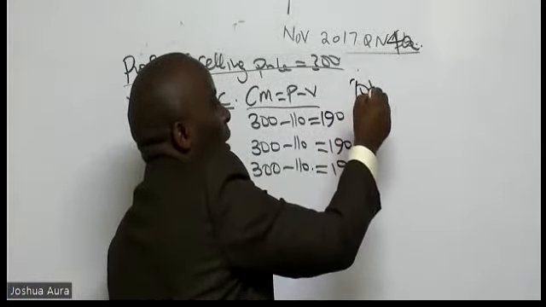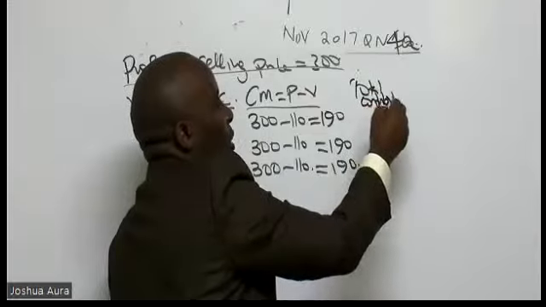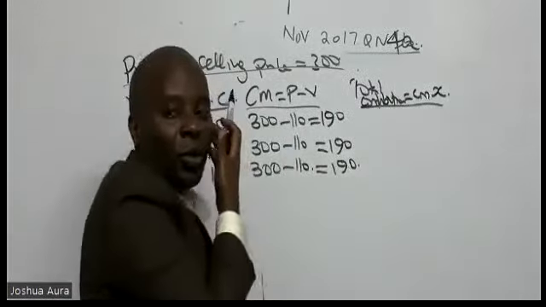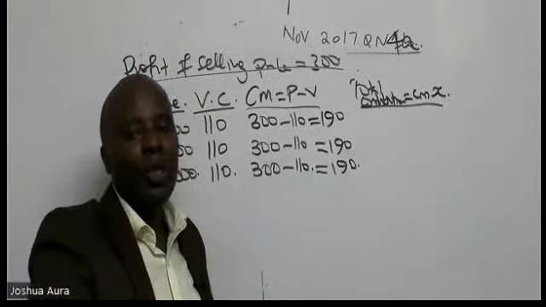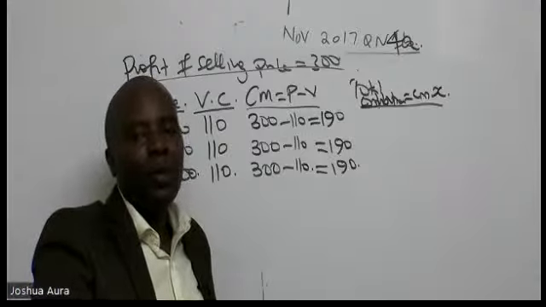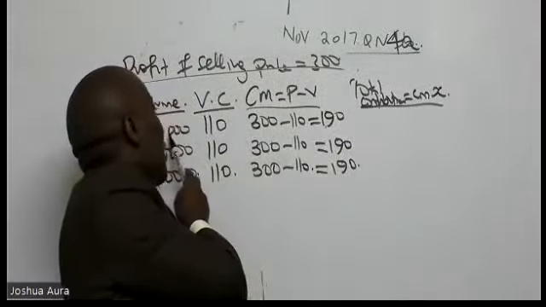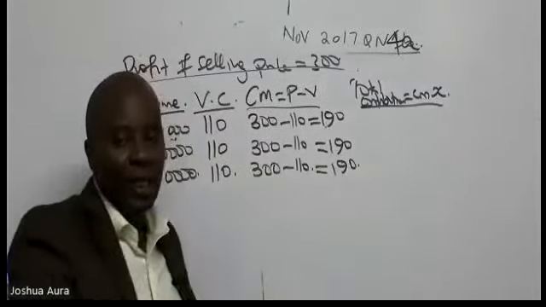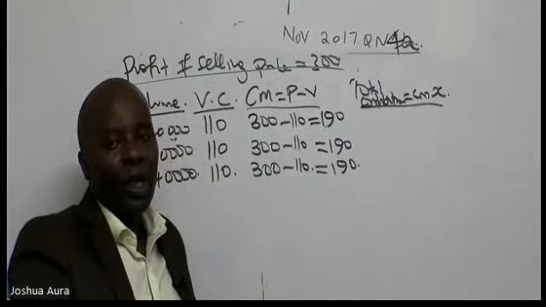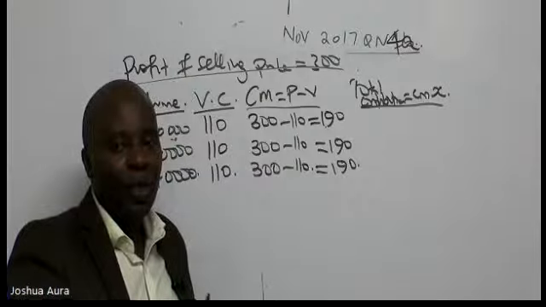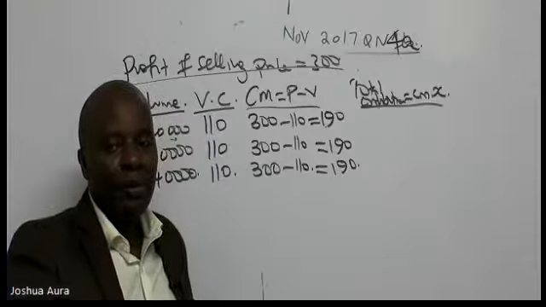So please come here and give me the total contribution. Remember that total contribution is CMX. It is contribution per unit times number of units. So here, I know it will be 190 times 120,000. You can put your figures in shillings, millions or thousands, depending on which looks beautiful. Total contribution is contribution per unit times number of units.